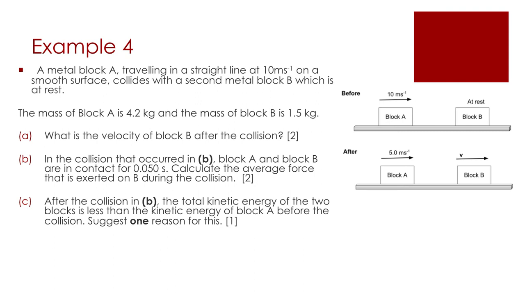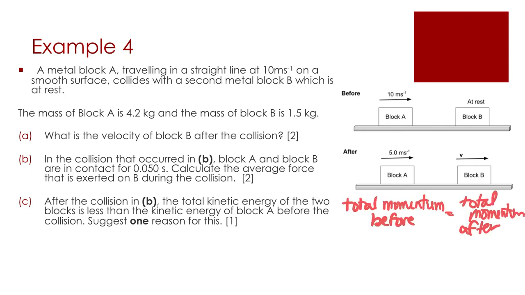We do know that block A is moving at 5 meters per second, and we need to find out what block B will be moving at. Every time we have a collision equation, we want to start the same way. We want to write down total momentum before equals total momentum after. We want to make it very clear to the examiner that we understand we're using the conservation of momentum, and we're not just randomly writing some equations or values down on our page.